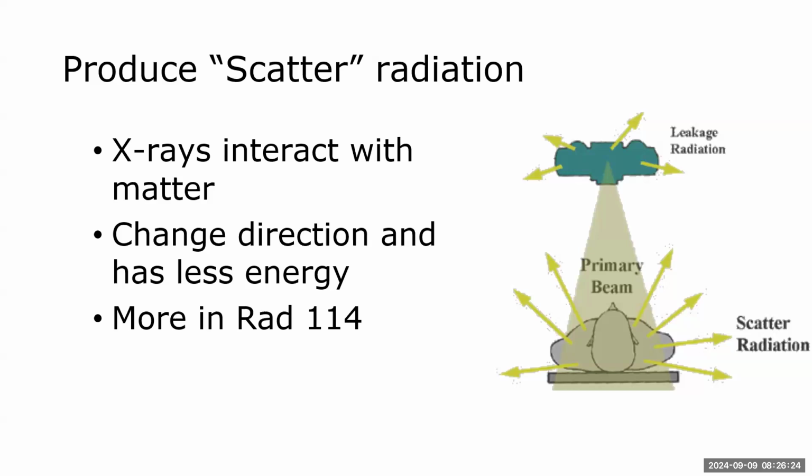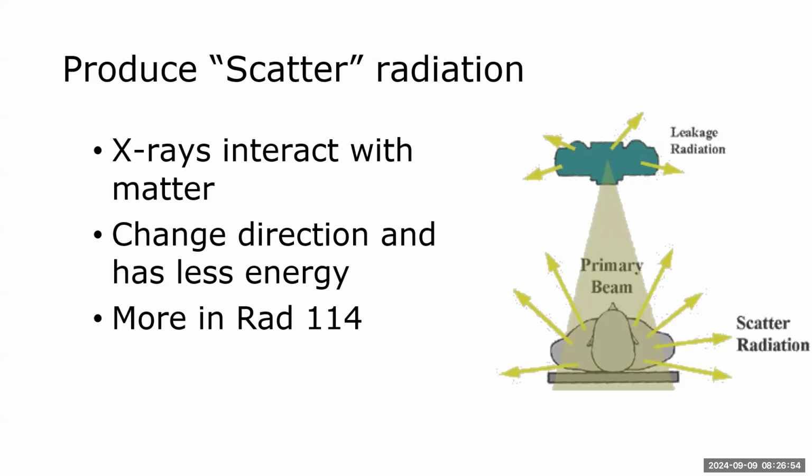They do produce scatter radiation. This is when your X-ray photons interact with matter, or interact with the patient, and they change direction and then have less energy. We'll get into that more in RAD 114. But here you can just see from this picture, here's your primary beam that is coming from the X-ray tube being directed at the patient. Those are X-ray photons that are coming towards the patient.